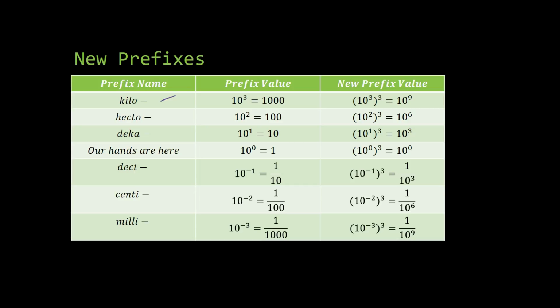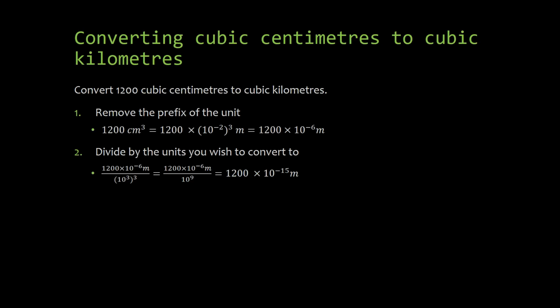We have kilo. Kilo is 10 to the power of 3, which is 1,000. We raise that to the third power, we get 10 to the power of 9. And this now becomes the conversion factor when I am dealing with cubic kilometers, km to the third power. And the same pattern maintains for all of them as you keep going along throughout the entire thing.